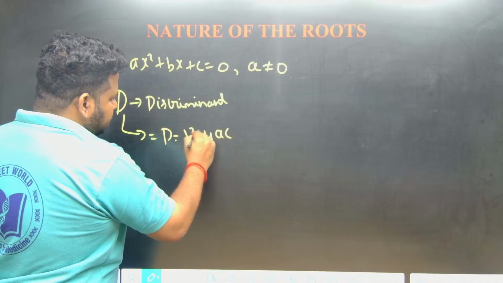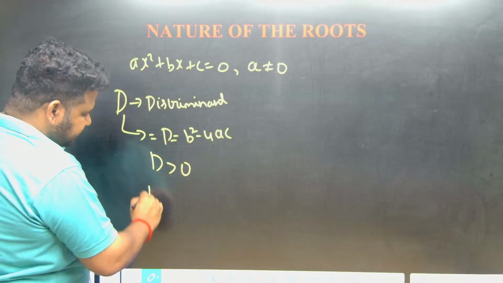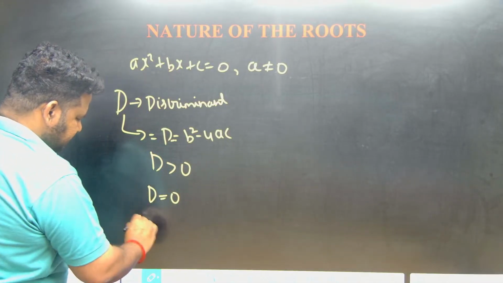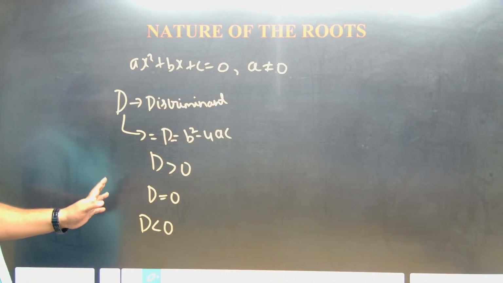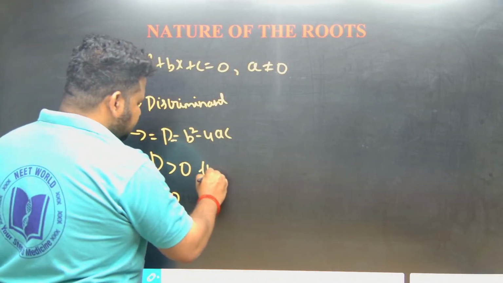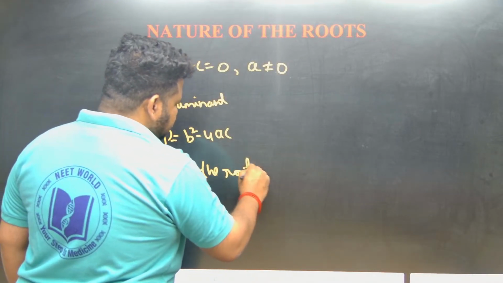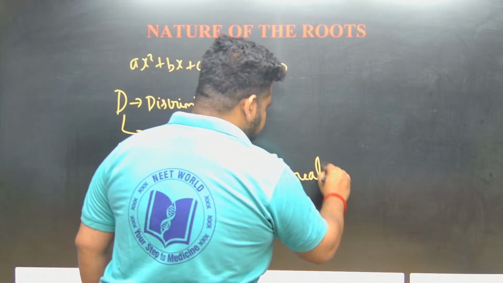So if this D value is greater than 0, what happens? If it is equal to 0, what happens? If it is less than 0, what happens? You already know, but I will tell you graphically as well. If it is greater than 0, the roots are real numbers, that is, the roots are real and distinct.